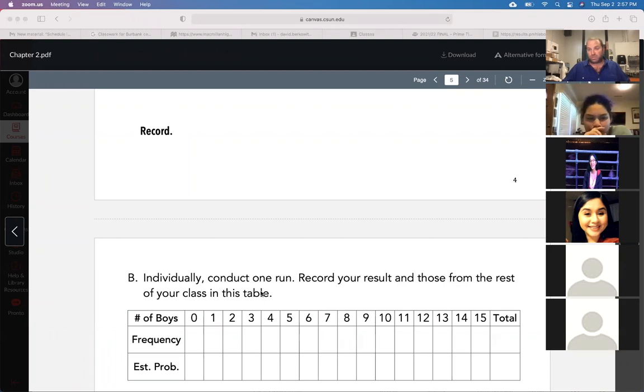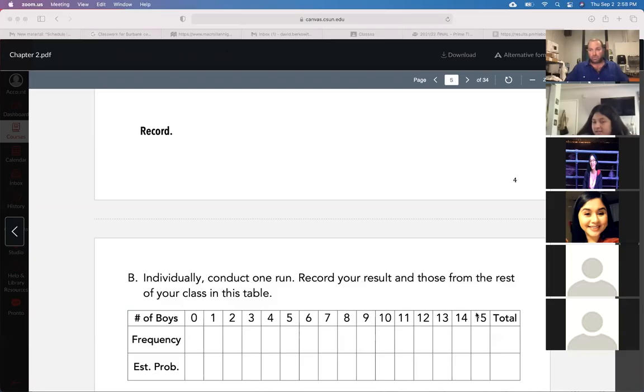Not everyone at once now. What are the possible outcomes of how many boys there are in a class of 15 students? Wouldn't it usually be lower? Well, I'm just asking what the possible outcomes are. They could be all boys. It could be all boys, which is 15 boys. That's a possibility.